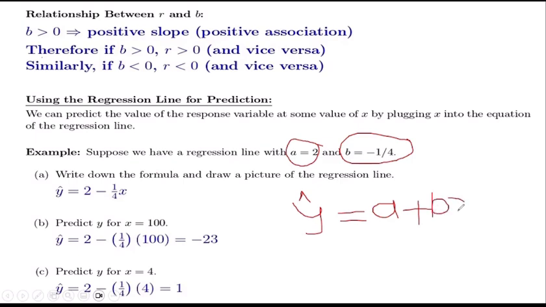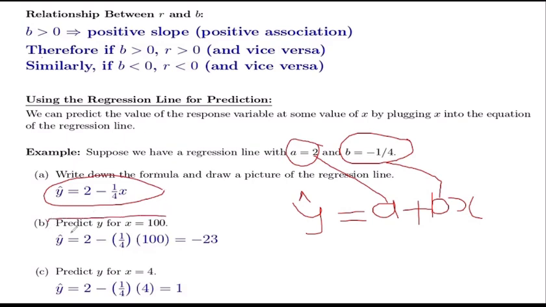Now you know what I'm going to do. I'm going to plug in 2 here, and I'm going to plug in negative 1 over 4, and that is going to give me this. You see that? That's a regression line. The moment I plug in my A, which is my intercept, and my slope, which is B, I can make a prediction where they give you values of S. I can predict Y.